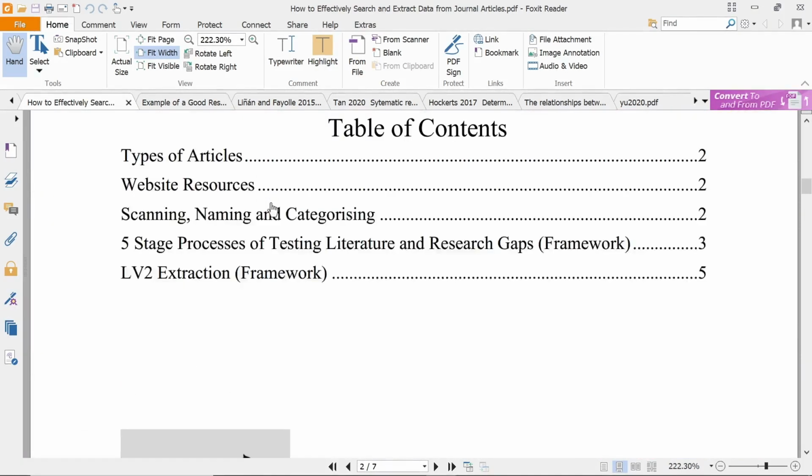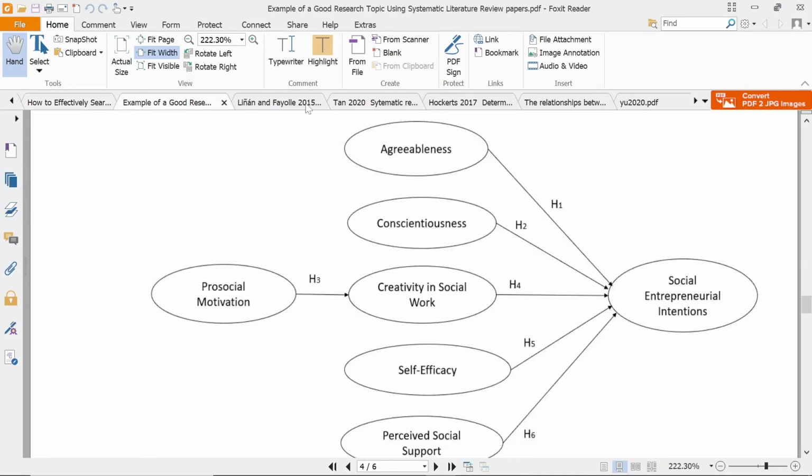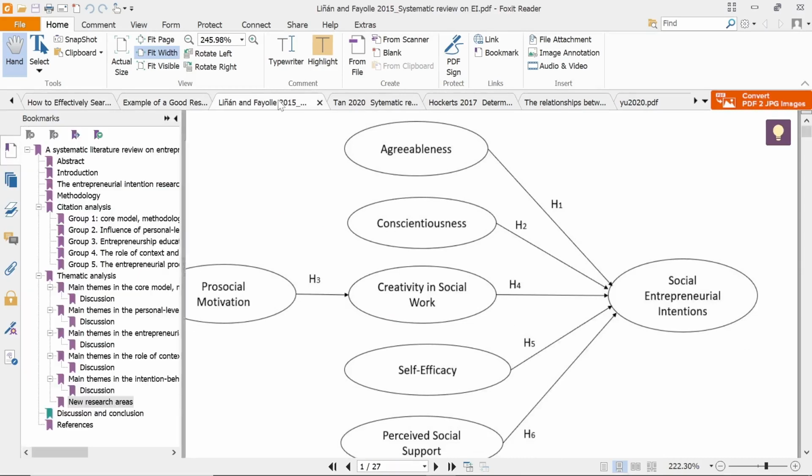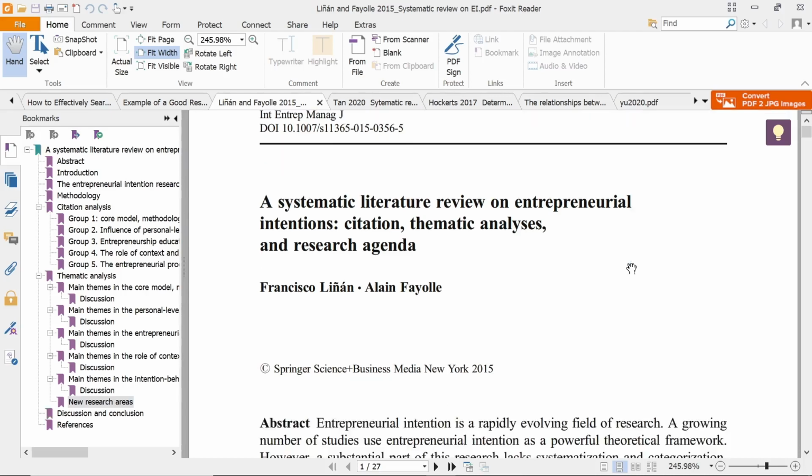This is unit 3. You go through the same process where you test the research gap. You do a general search, a local search, even if it's based on a systematic literature review paper. So I based this on a systematic literature review paper. This is a systematic literature review paper done by Francisco Lian and Alan Fayole: a systematic literature review on entrepreneurship intentions, citation, thematic analysis, and research agenda. So this is a good paper.